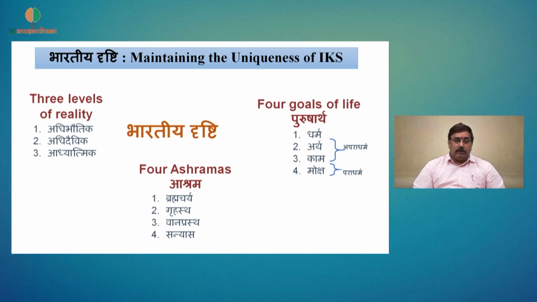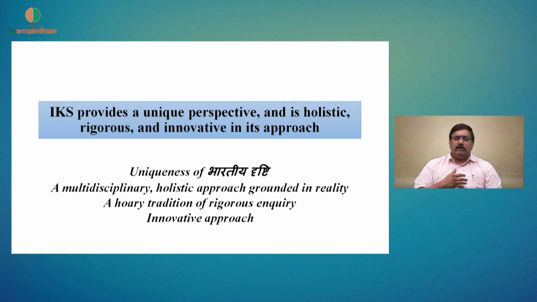So this kind of perspective of looking at reality in three levels, adhibhautika, adhidaivika, and adhyatmika, and then pursuing the four goals of life, dharma, artha, kama, moksha, and then during the four stages of life, brahmacharya, grihastha, vanaprastha, sannyasa, is a very Bharatiya drishti of how we look at life itself. And this is something that is very unique to India, if you look at it. And then there are similar drishti konas, drishti perspectives, when you look at various aspects of Bharatiya Jivana Darshana.